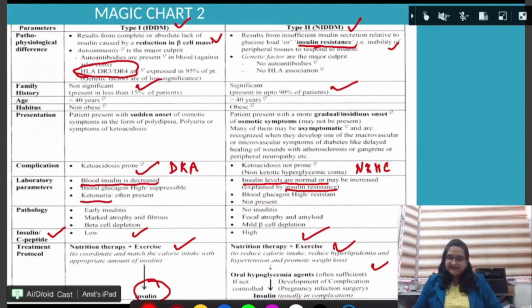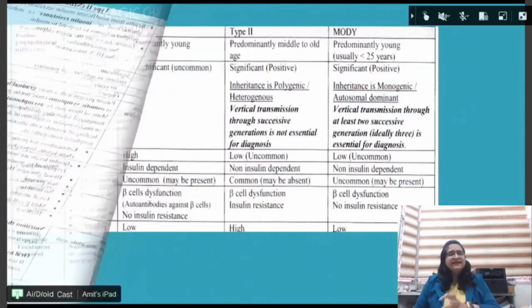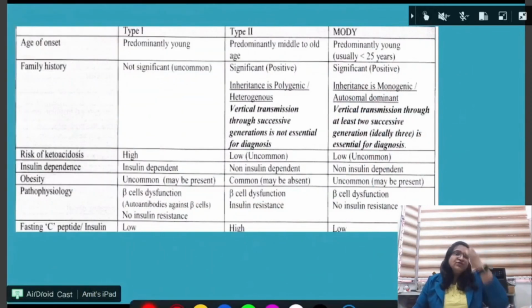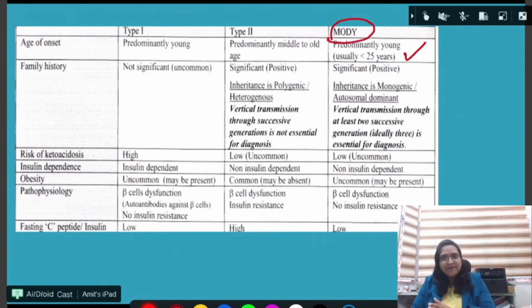Okay, next, in this chart we have to do MODY, the maturity onset diabetes of the young. See, this also occurs in young people. What is most important in this is the vertical transmission. That means from the grandfather to the father to the son. If all the generations are having diabetes mellitus, then it is MODY, you should know.